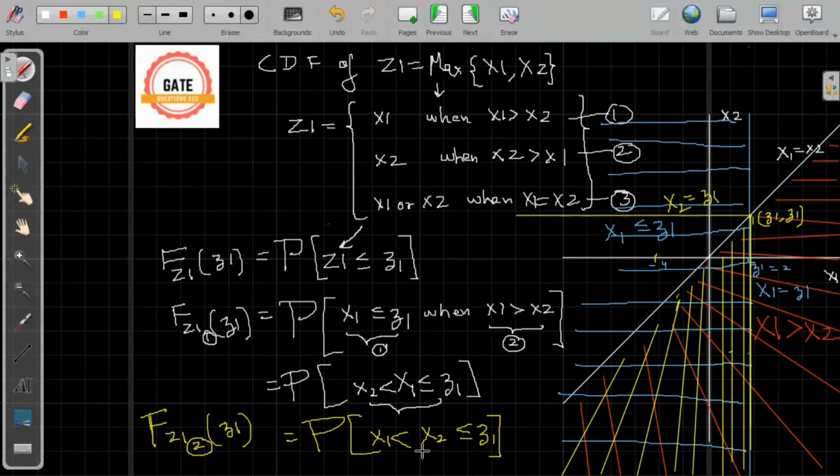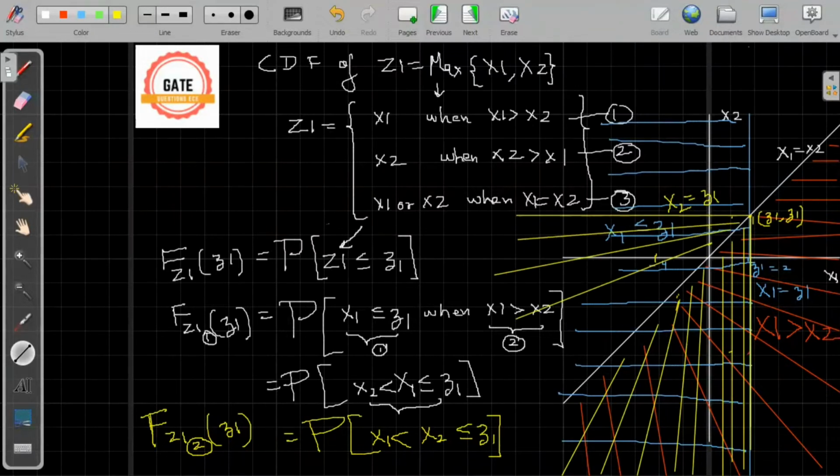So the region specified here by this equation includes this line as well as the region that lies above this x1 equal to x2 line. So this whole region is the region specified by this equation. I will again draw it by yellow lines.